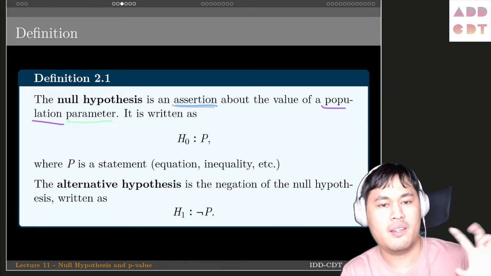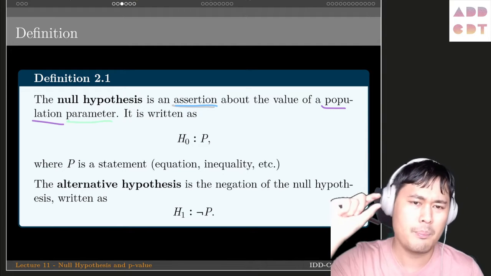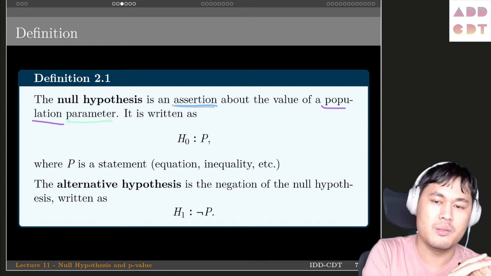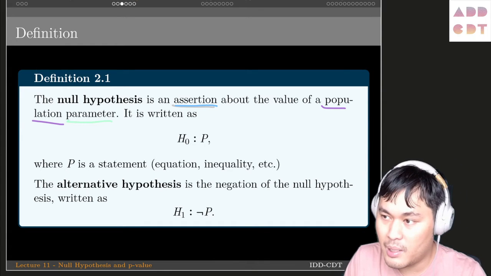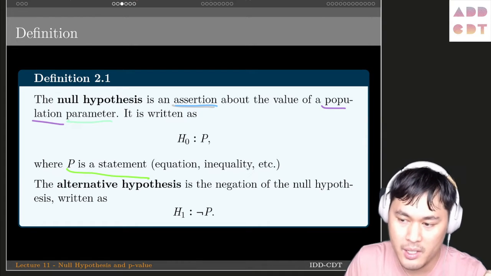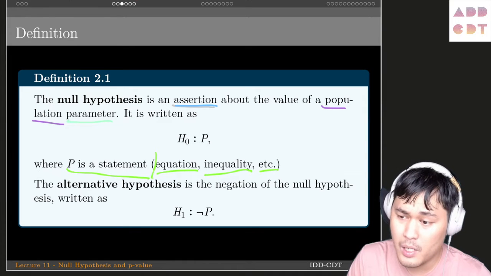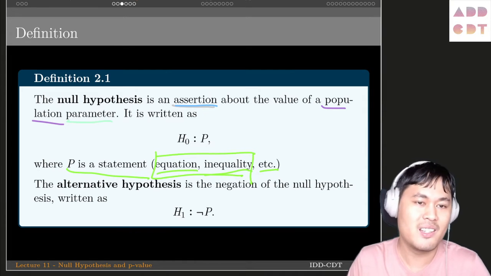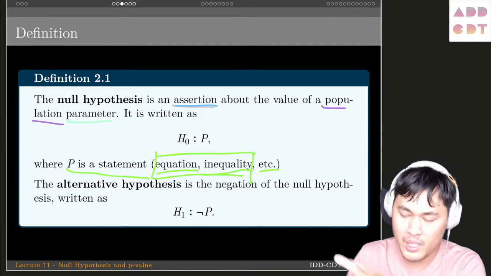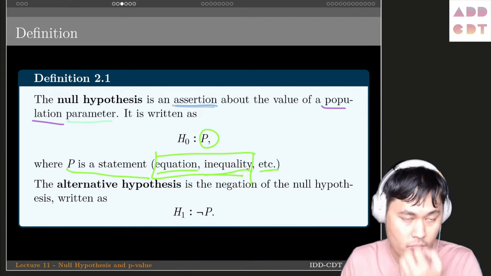But since we have to estimate, since we don't know yet, we need some idea or starting point. So let's say we believe that this parameter is some value, and that is expressed as a statement, and that statement is either an equation or an inequality, and so on. Usually we focus on these two because this is where we can do the math, and that's going to be easier to understand. But we can do more with it.